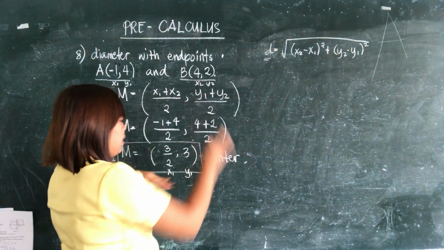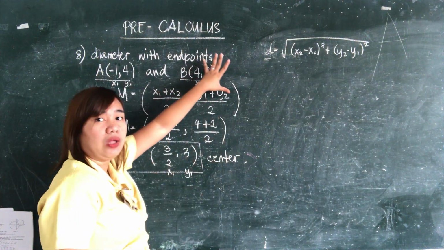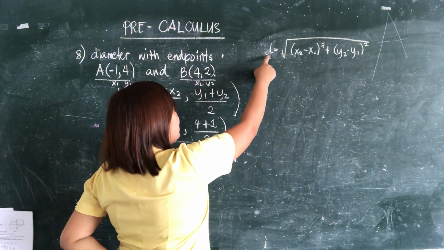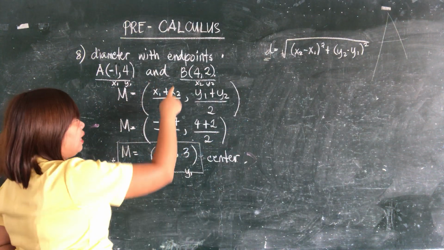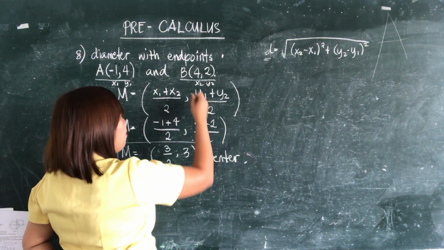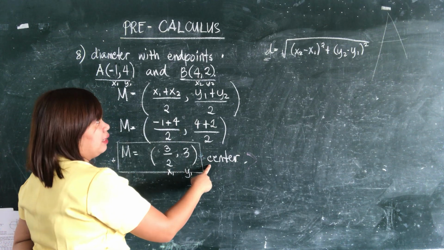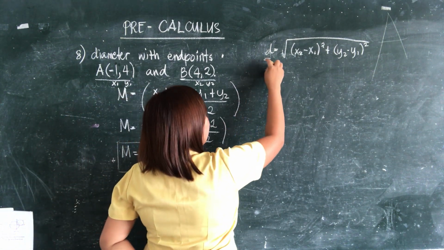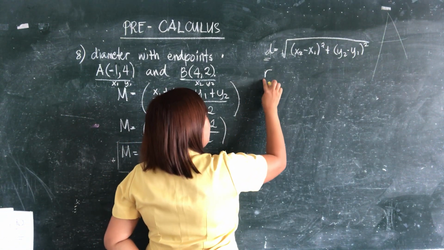Pwede magkabaliktad. Pwede ito sa x sub 2, y sub 2, pwede rin ito. The same pa rin yan. So yung distance natin na kinukuha is yung length or distance ng point B sa center. So it will serve as the length of your radius now.